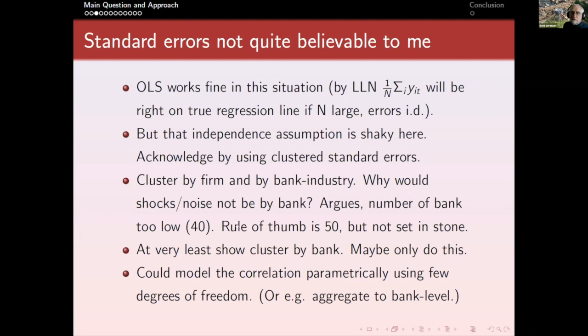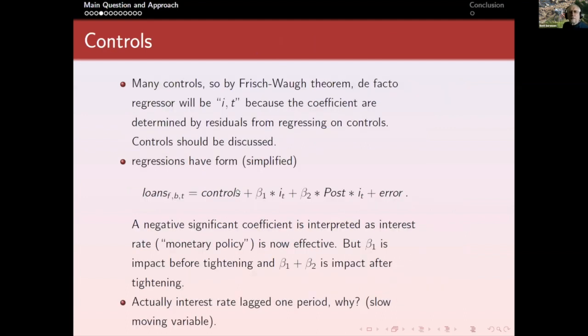But in any event, if you don't like that, there are many other ways, right? We don't have to push a button instead of this clustering. We can model the correlation parametrically at only a cost of a few degrees of freedom, even though people are lately quite reluctant to do that. Alternatively, you could just aggregate out over the bank level. There are various ways of attacking this problem.